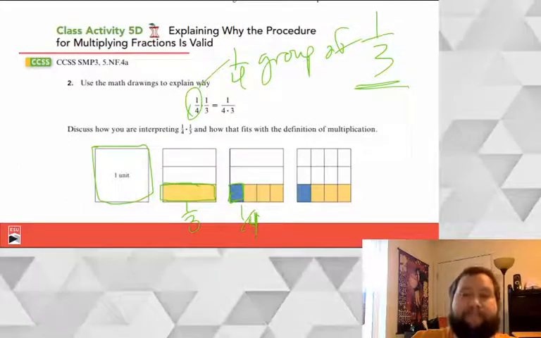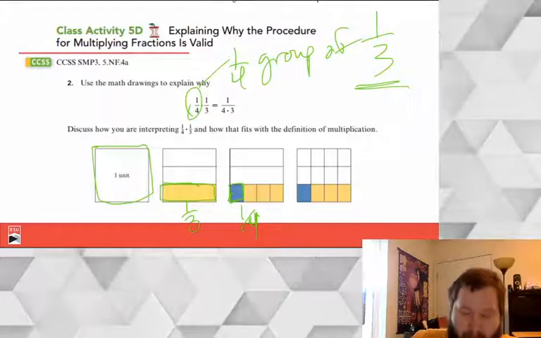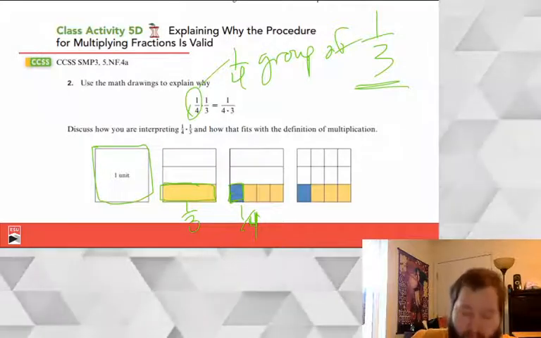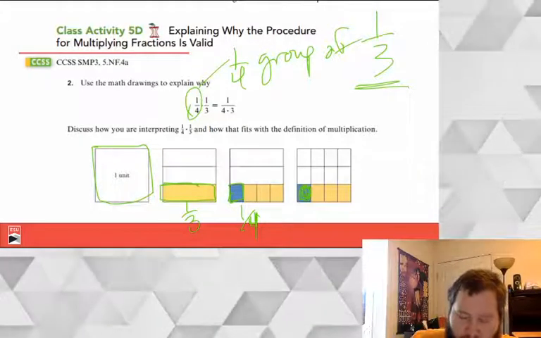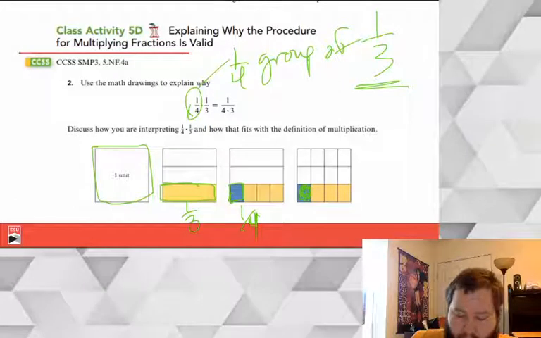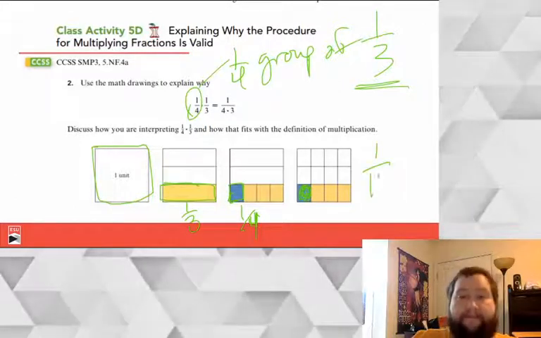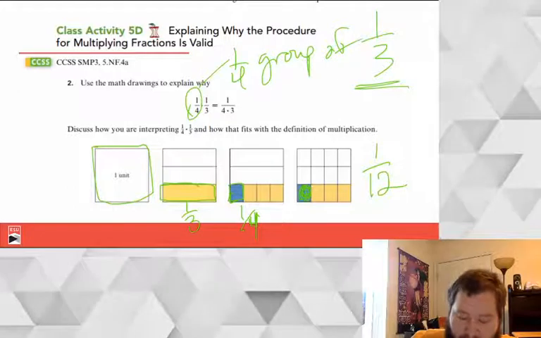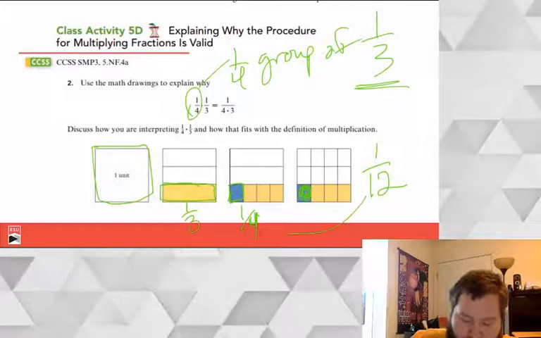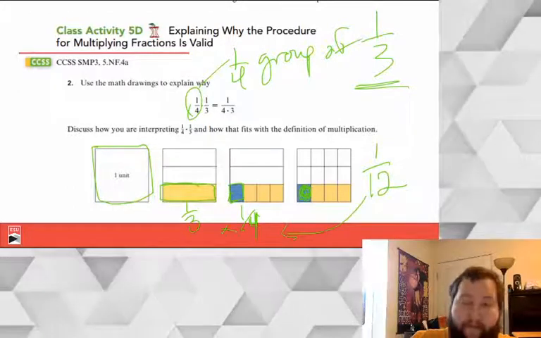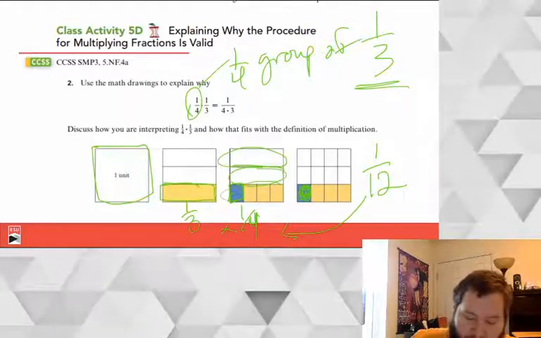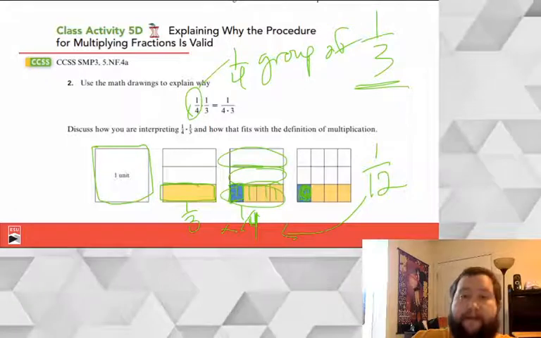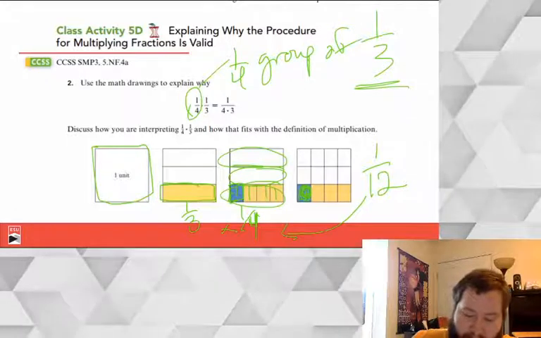So I have 1/4 of 1/3, which means I have this 1 filled of 1, 2, 3, 4, 8, 12 total. 1 over 12. And because that 12 comes from 3 times 4, each row, my 3's, will have a group of 4 in it. So 3 times 4 gives me 12.